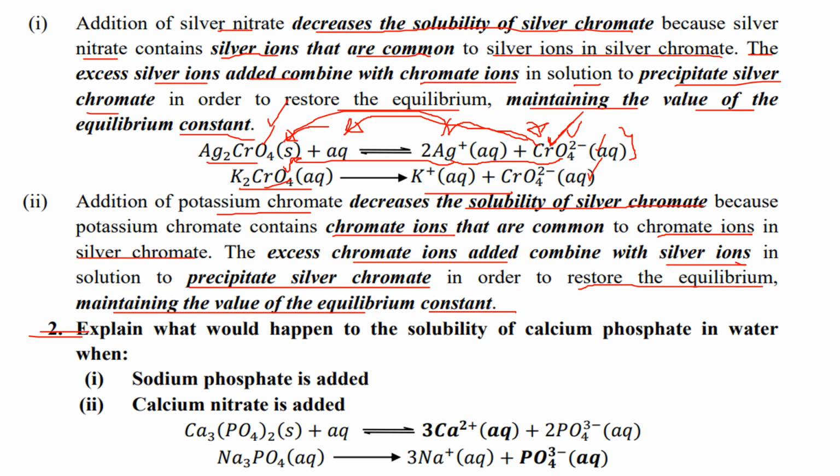Question 2: state what would happen to the solubility of calcium phosphate in water when we add sodium phosphate and also when you add calcium nitrate. Now try to imagine this on your own. What will happen if you add sodium phosphate, and what will happen if you add calcium nitrate? Try to imagine it in your head before we proceed with the video.